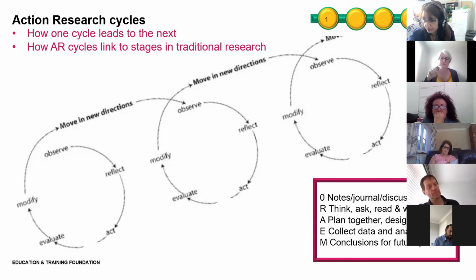The terms they use, like observe, reflect, act, are slightly different on different diagrams. But the really important thing is, each circle could be small, could be a couple of weeks, could be big, could involve just one person, could involve multiple people. And it's iterative. One cycle leads to the next.